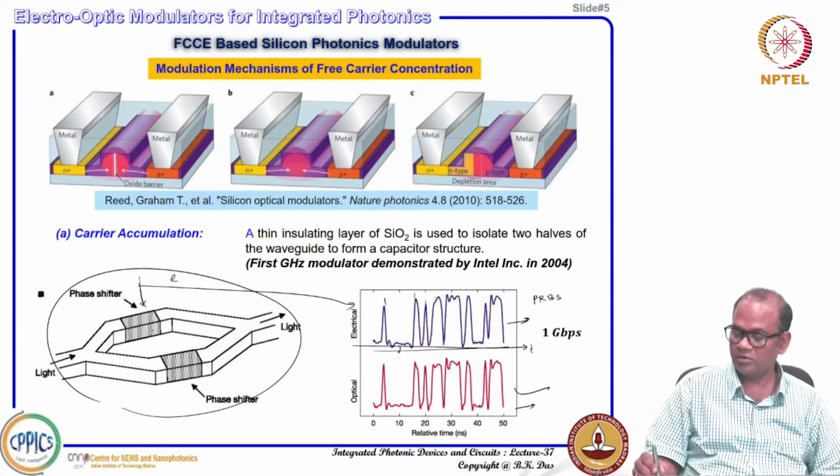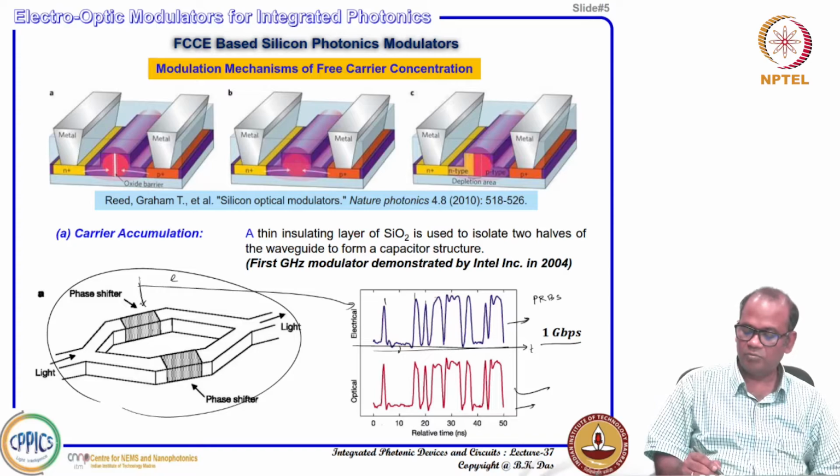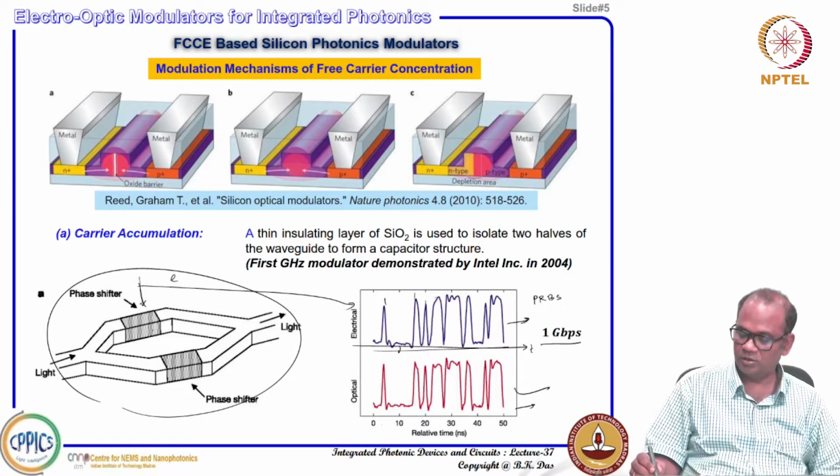So they could reproduce up to 1 Gbps. The bandwidth is more than 1 gigahertz, and the optical on-off output, that is your digital data, you can encode very nicely up to 1 Gbps. So they could demonstrate the first gigabit per second optical transmitter for the first time.